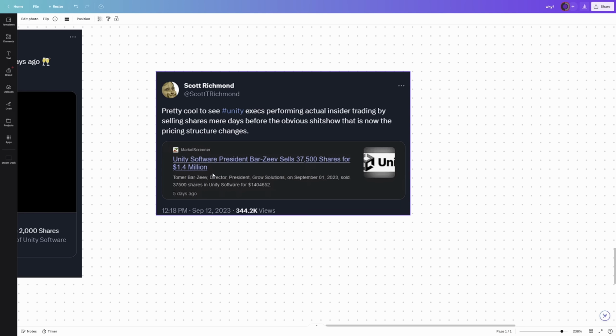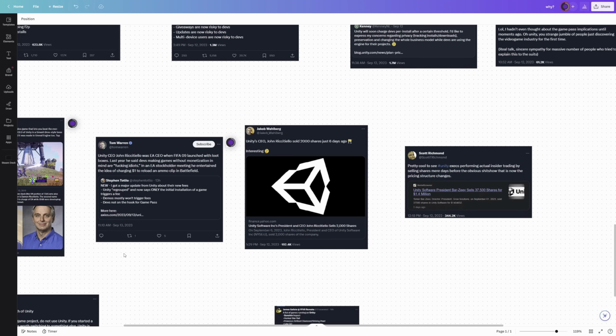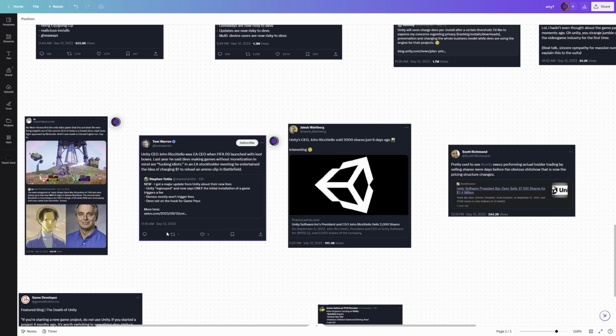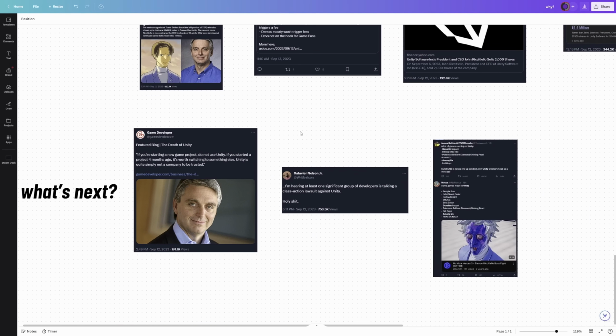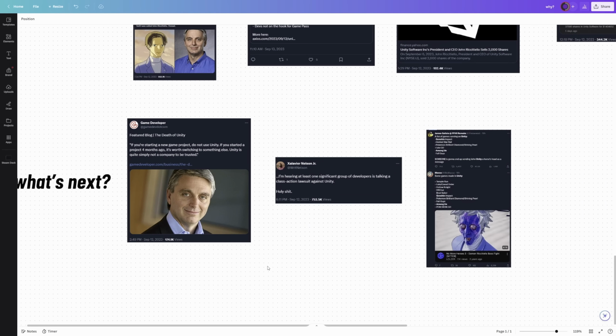So the headline here reads, Unity Software President Bar Zeev sells 37,500 shares for 1.4 million. It looks like that was 5 days ago. So could it be that not only is there scumbaggery involved as it relates to gamers, but also that there may even be some insider trading? I don't know. So what's next for Unity and for gamers?